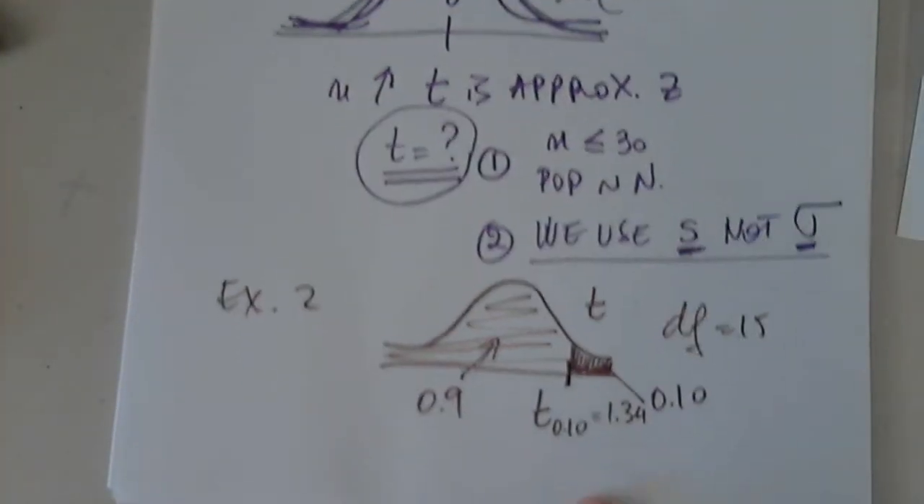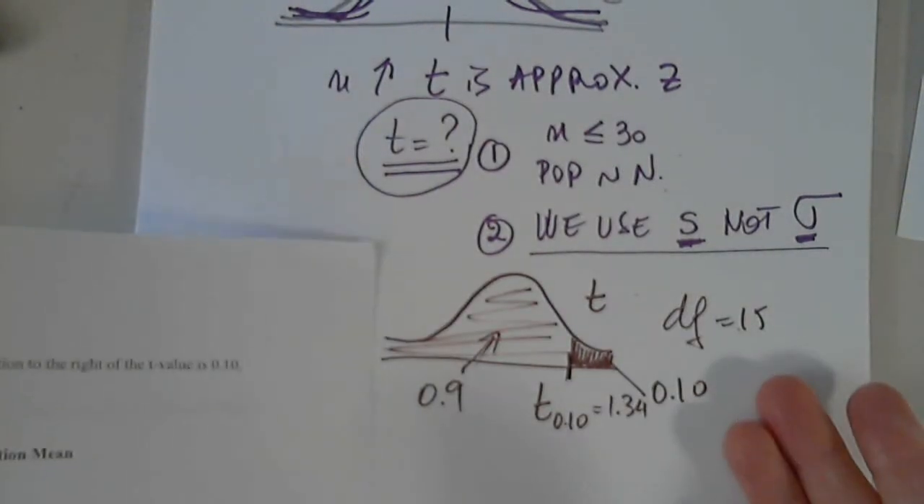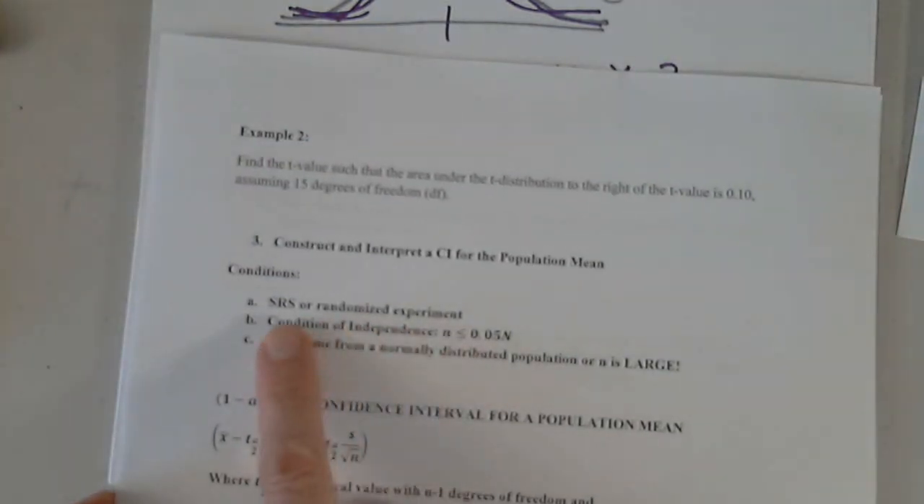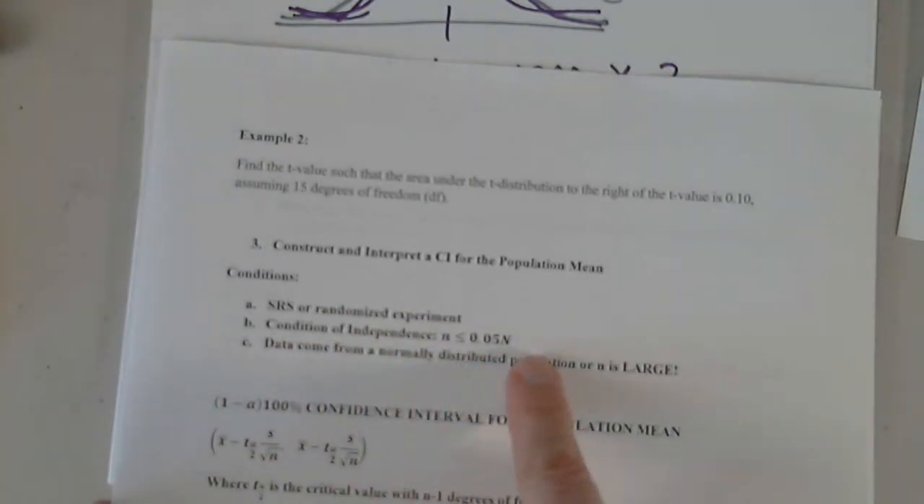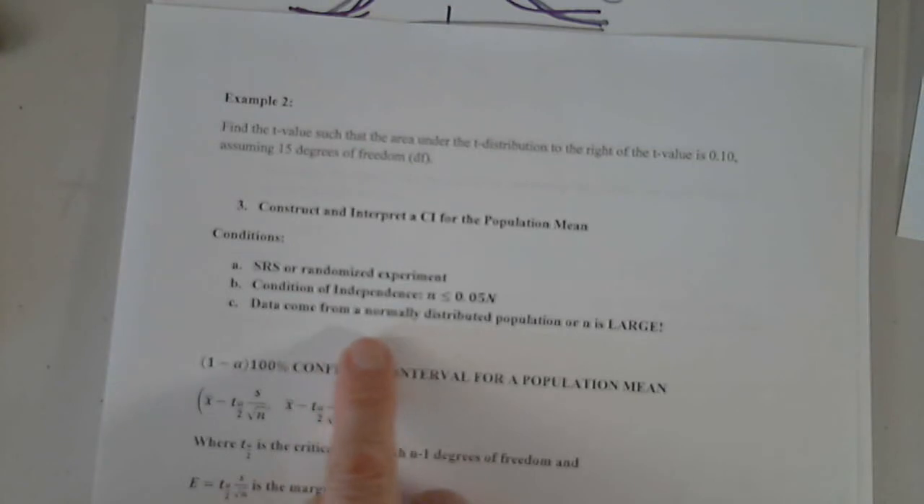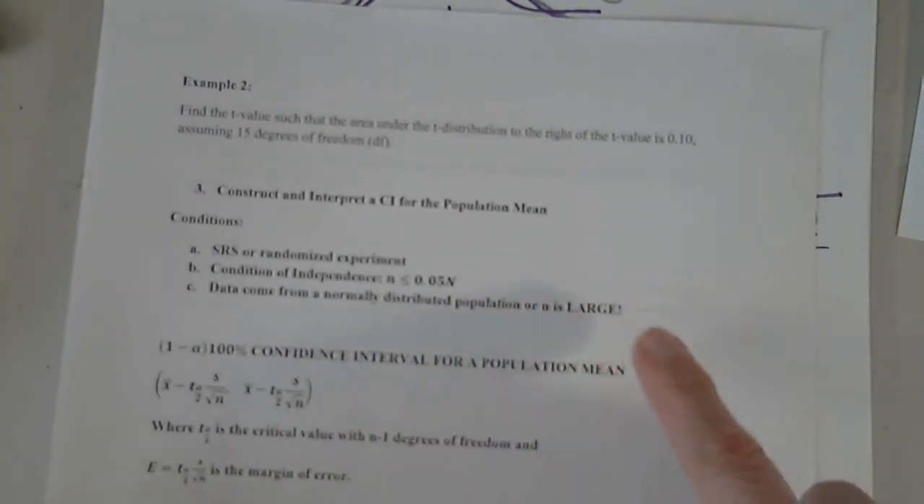Okay, that's how we determine the t-values. Of course, we can also determine them from a table. Our next step is, once we have the point estimate, which is x bar, assuming that we're talking about a randomized experiment or a simple random sample, the condition of independence is coming back. Again, the sample size has to be less than or equal to 5% of the population size, and data came from a normally distributed population, or n is large.